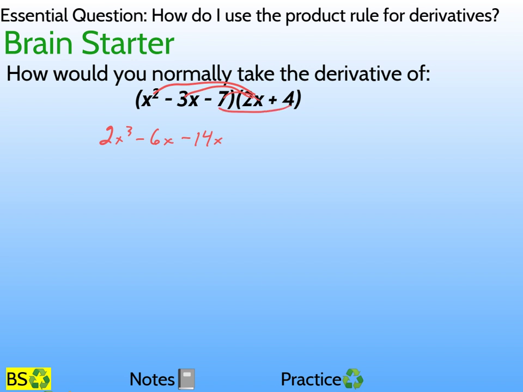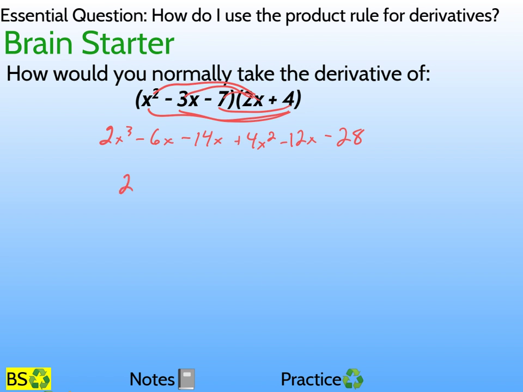Then you do the same thing with the 4 to all of these. So you get plus 4x squared minus 12x minus 28. So you can see it's very tedious. I'll finish the job, but I really don't want to. I wish there were a quicker way.